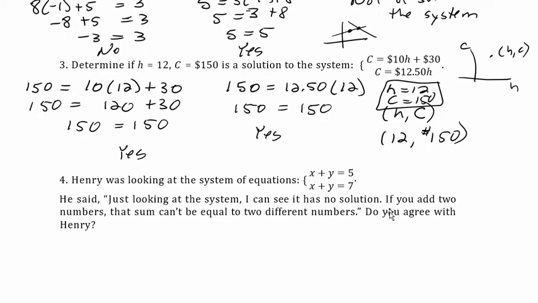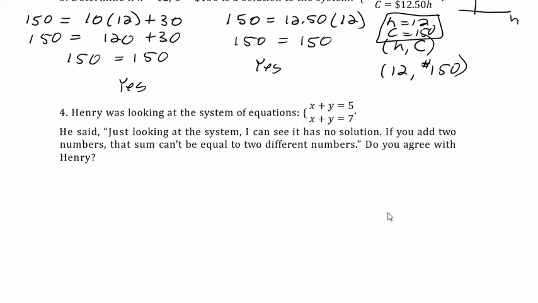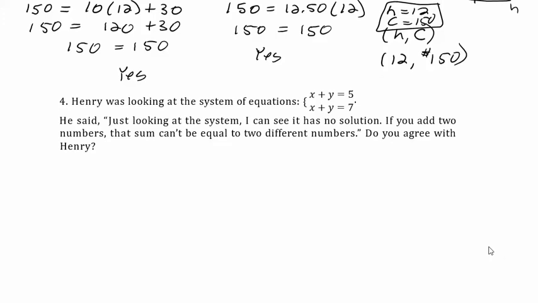Okay, number 4 is an interesting question. Henry was looking at the system of equations x plus y equals 5 and x plus y equals 7. He said, just looking at the system, I can see it has no solution. If you add two numbers, that sum cannot be equal to two different numbers. Do you agree with Henry? So I want you to just pause the video and take a stand, write it down. Do you agree with Henry or not?